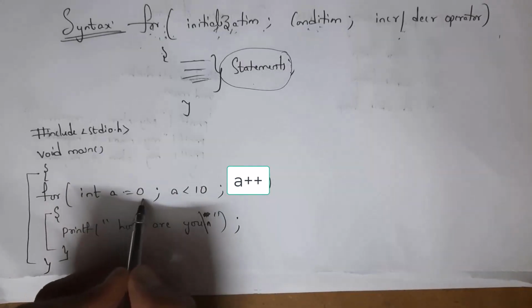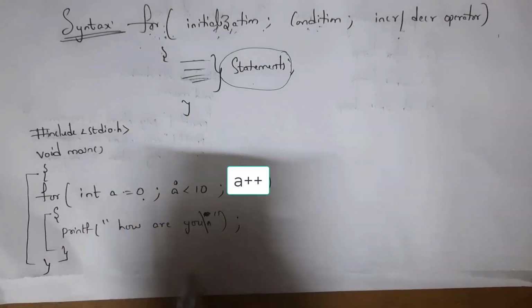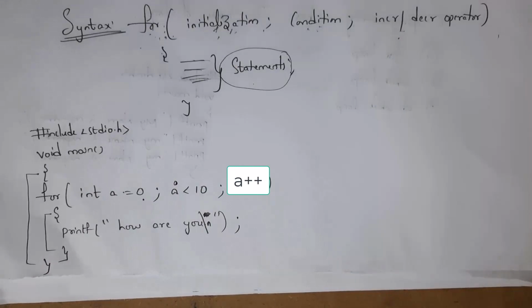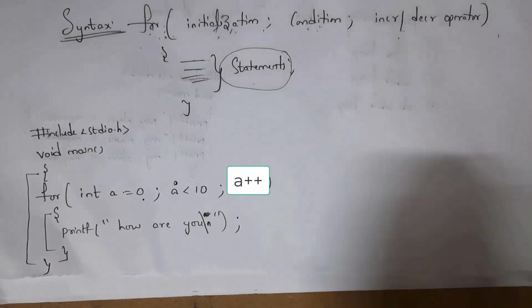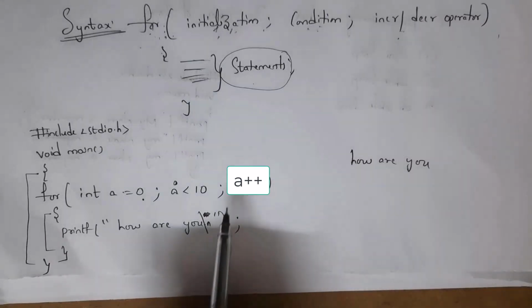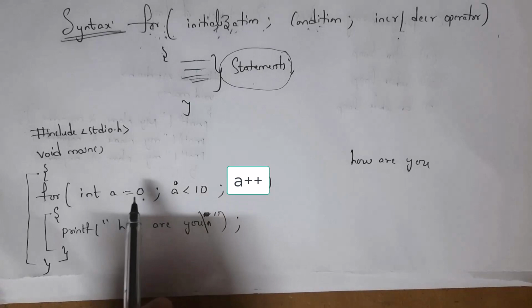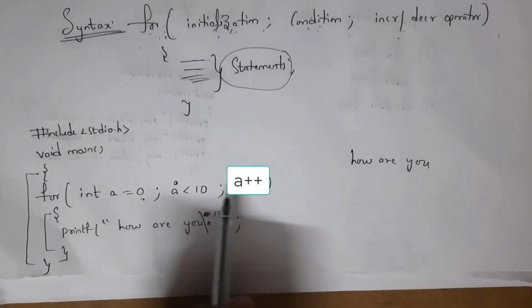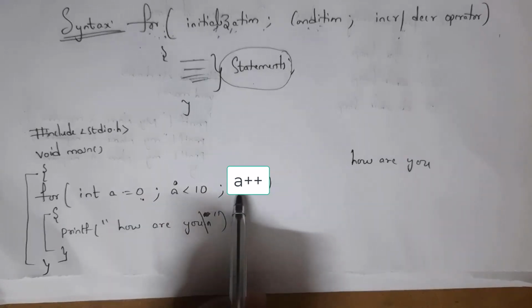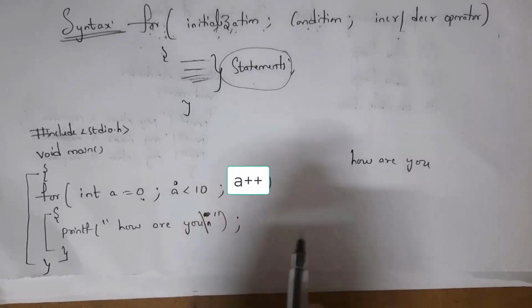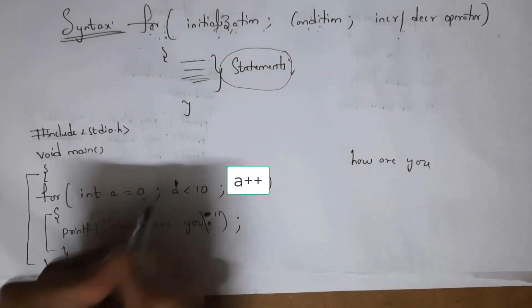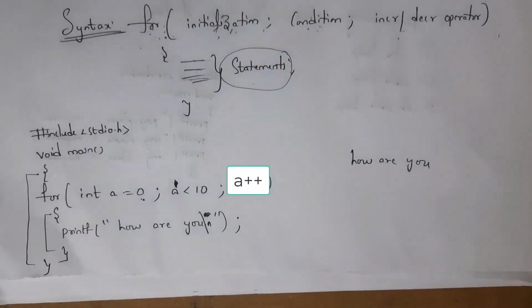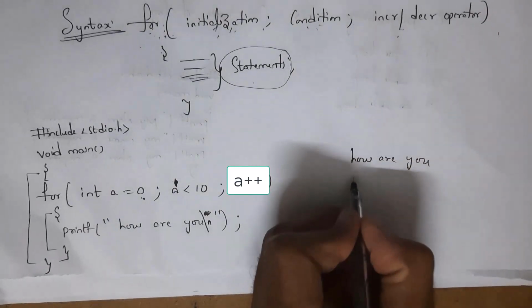I gave the value of a as 0. So 0 is less than 10, the condition is satisfied. If the condition is satisfied, whatever statement is present inside the for loop will be executed. So I will get output as how are you. After that I am using the increment operator, so it will increment the value of 0. i++ is nothing but i plus 1. 0 plus 1 is 1. So it will increment the value to 1. 1 is less than 10, the condition is satisfied. So again I will get output as how are you.